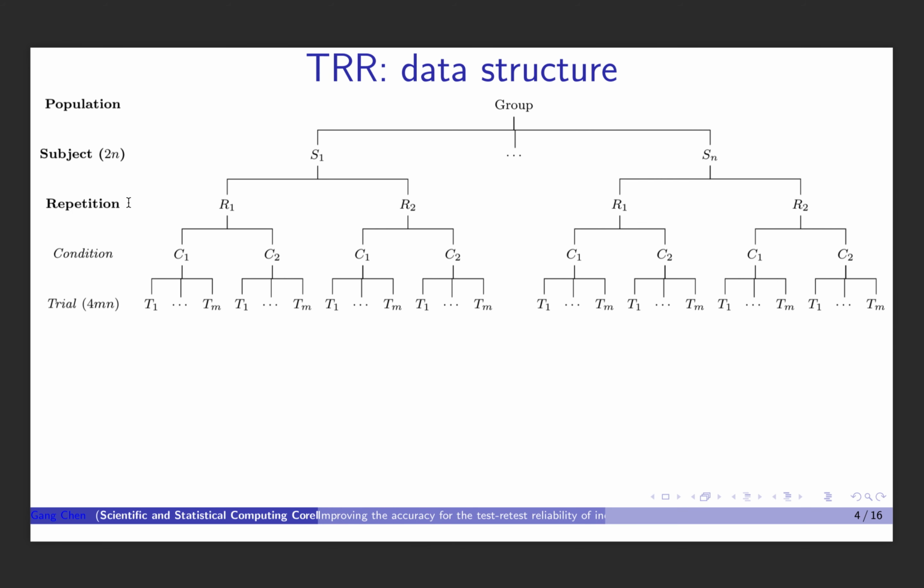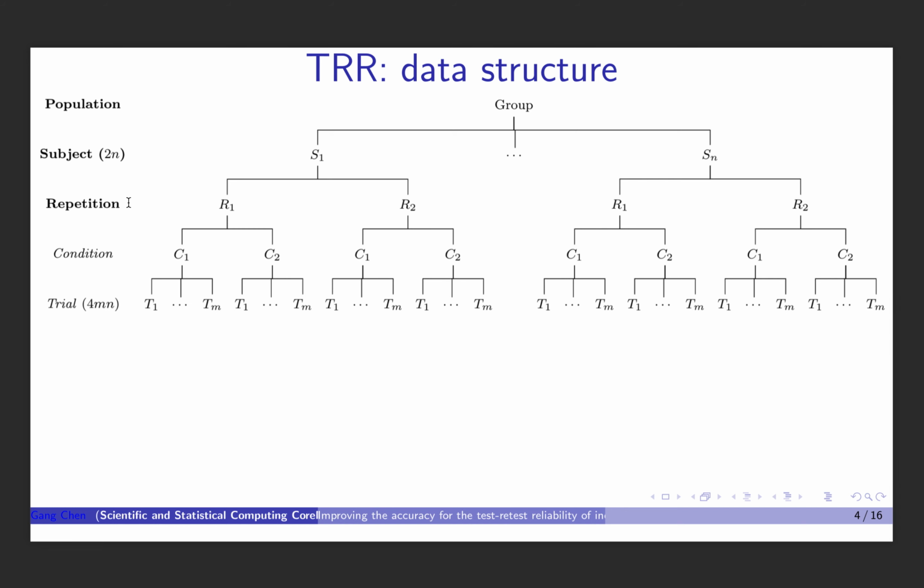So typically in neuroimaging and psychometrics, data structure is like this for test-retest variability. We have five hierarchical levels. At the top, we have the population. Then we recruit some number of subjects. That's the second level.